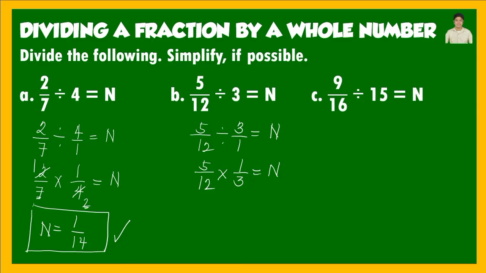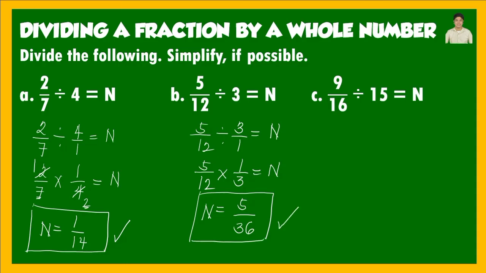So, 5 and 3, they do not have common factors aside from 1. Same with 1 and 12. So, we'll just multiply them. Numerator by numerator, denominator by denominator. So, what is 5 times 1? That is 5. 12 times 3, we have 36. So, our final answer is 5 over 36.